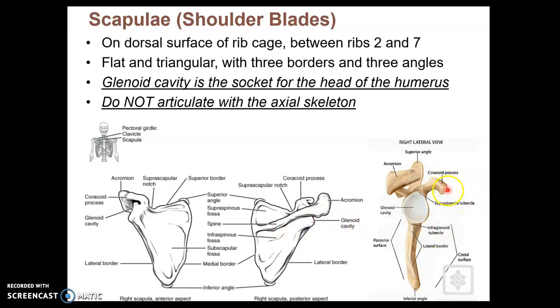We also have a coronoid process for muscle attachment, an acromion, which is the tip of your shoulder, and a glenoid cavity. That's the socket of the ball and socket that makes up your shoulder joint. So your arm bone, the humerus, articulates with the glenoid cavity of the scapula to form a freely movable ball and socket joint.